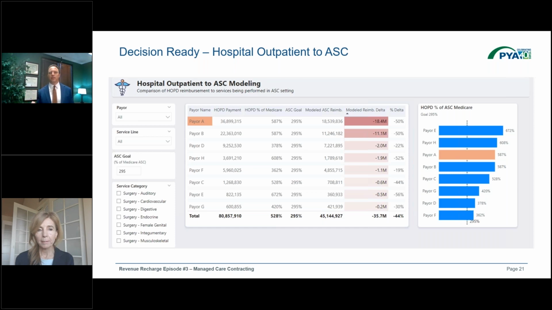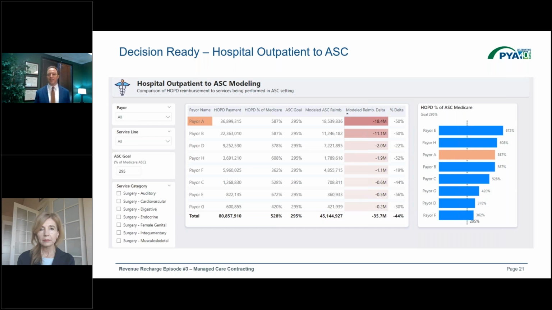As a starting point to understand the reimbursement implications, we set an initial target rate of 295% of Medicare ASC as a starting point. We then looked at the delta between the existing reimbursement that we're currently receiving on that volume in a hospital outpatient department setting, and then comparing that delta to the 295% of Medicare that we set as our initial reimbursement goal.